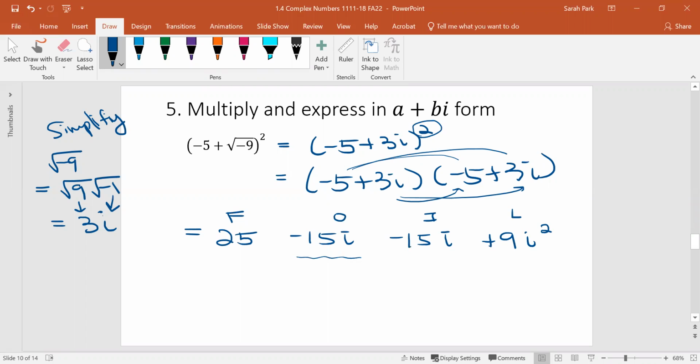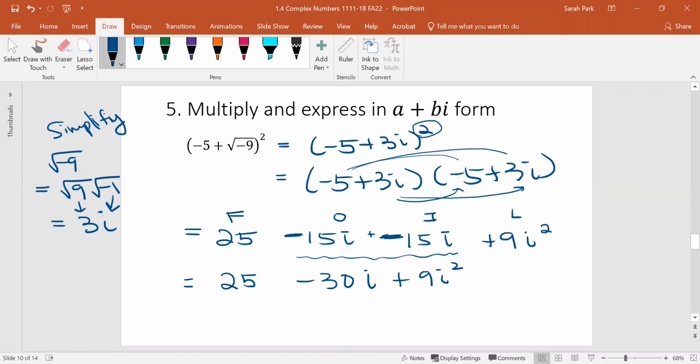Now the outer and inside terms, both i terms, we can combine. 25, negative 15 minus 15. It's like adding two negatives together. So that's negative 30i. Be careful here that you don't automatically assume these cancel. When they're both negative, you have to add them together to get negative 30i plus 9i squared.